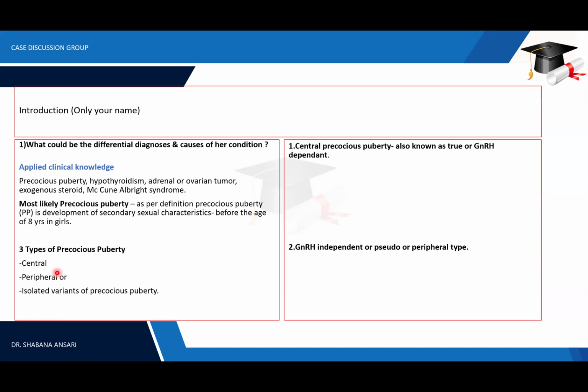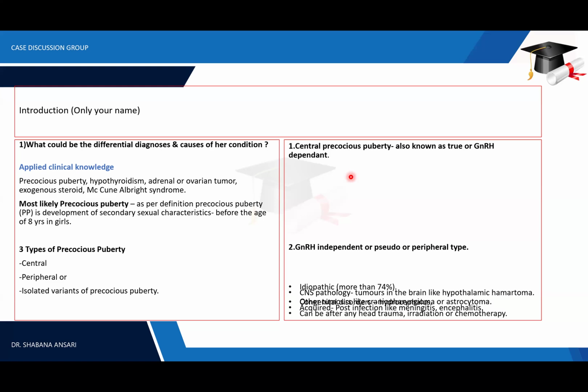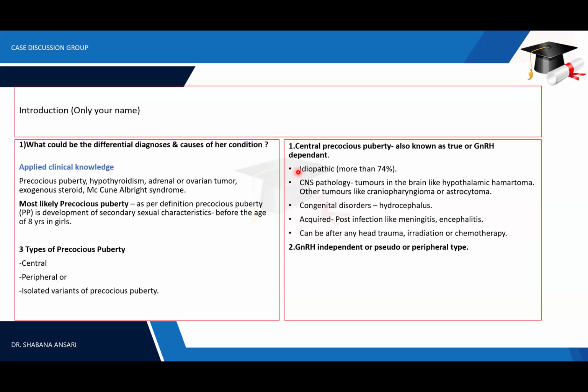Now, what could be the causes? It can be mainly central or peripheral precocious puberty, not isolated variants. But I've just written here to know the types of precocious puberty, because in isolated variants, there can only be pubarche or adrenarche or menarche or thelarche. So what could be the causes of central precocious puberty? Most common is idiopathic, more than 74%. They can be seen as pathology, like tumors in the brain, like hypothalamic hamartoma, tumors like craniopharyngioma or astrocytoma. It can be because of congenital disorders like hydrocephalus. Acquired causes like post-infection, meningitis, encephalitis, and it can be after head trauma, radiotherapy or chemotherapy.